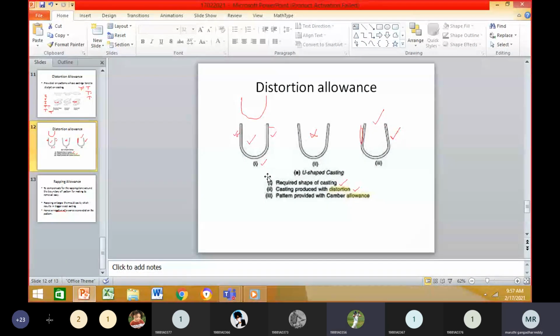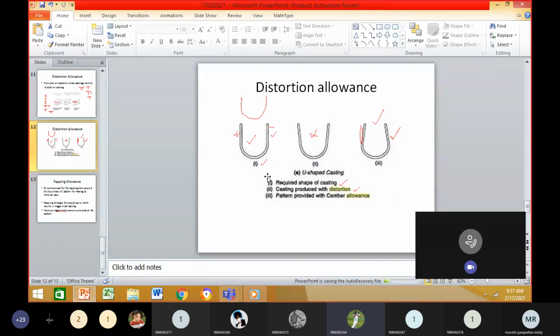Sir, to prepare U-shaped casting, casting must be done by compressing, sir. Means if we provide the exact shape, the exact U-shape... What's your name? Kishore is speaking, sir. You see the figure and then try to explain.